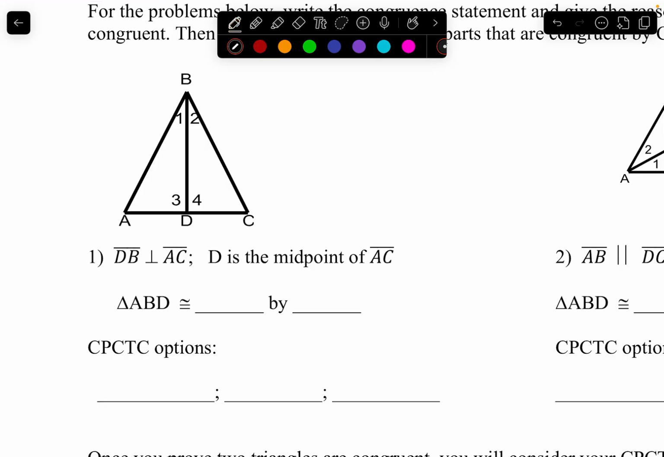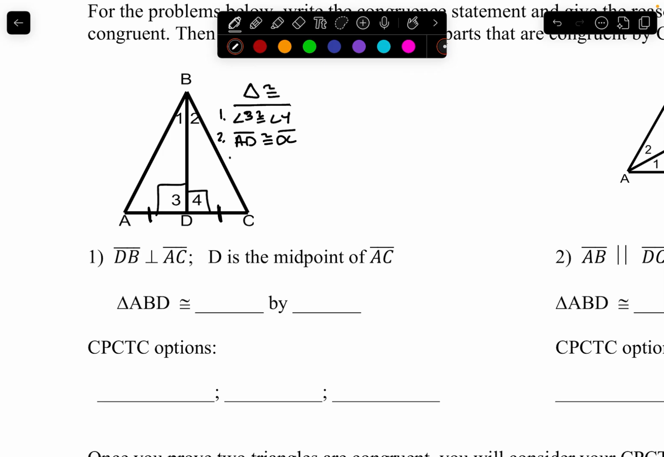I've told you that DB is perpendicular to AC. Remember that when you have 2 perpendicular lines, you end up with congruent right angles. We also know that D is the midpoint of AC, therefore AD will be congruent to DC. And then it says triangle ABD is congruent to triangle what by what? Well, if you look at your picture right now, for triangle congruency, we've got angle 3 congruent to angle 4. We've got AD congruent to DC.